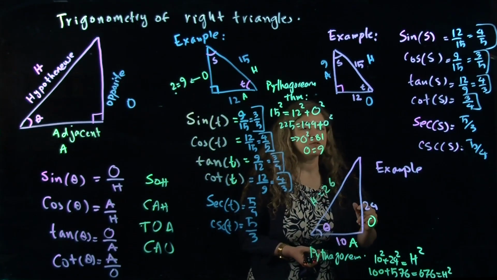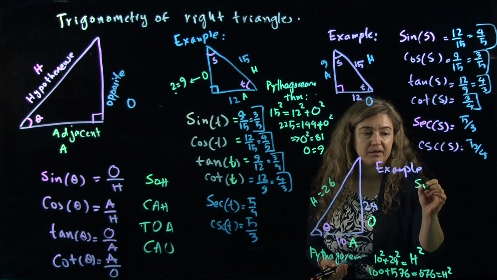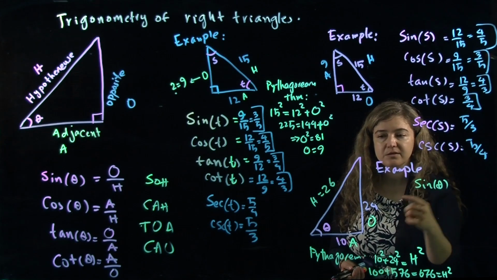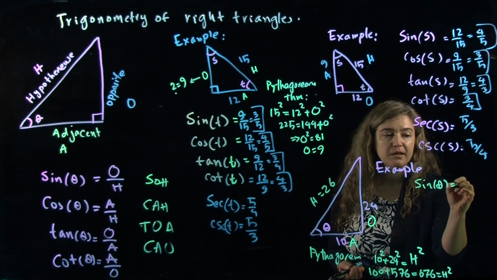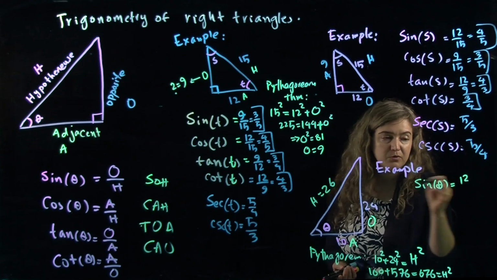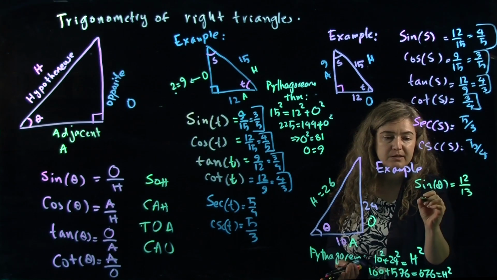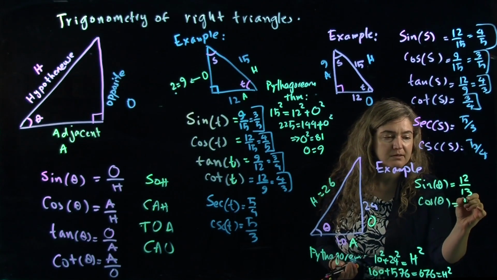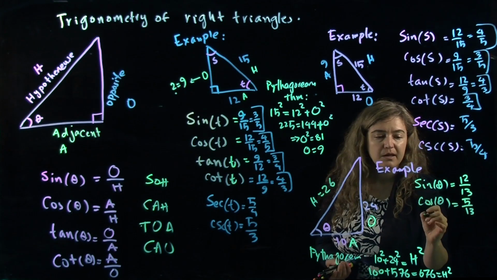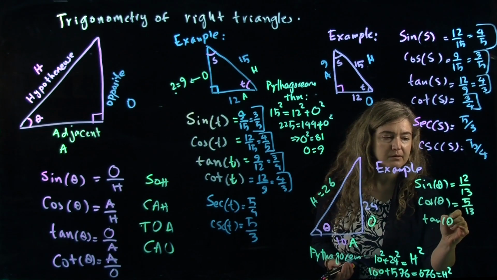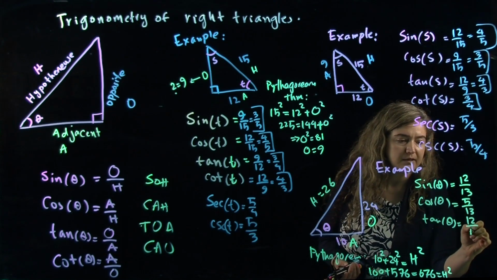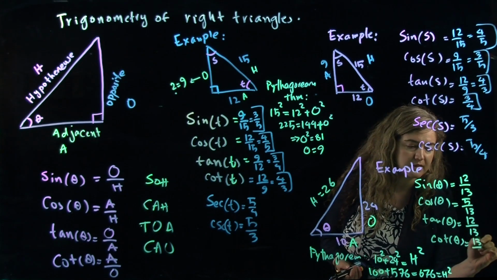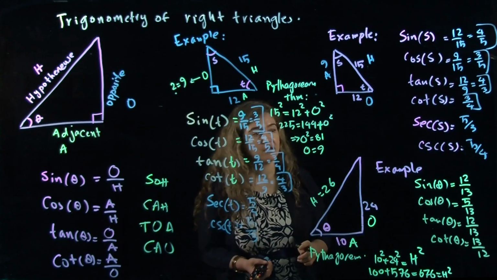Okay. Now, sine of theta is the opposite over the hypotenuse, 24 divided by 26, which is 12 divided by 13. Cosine theta is 10 divided by 26. And tan theta is 12 divided by 5. Cotan theta is equal to 5 divided by 12.